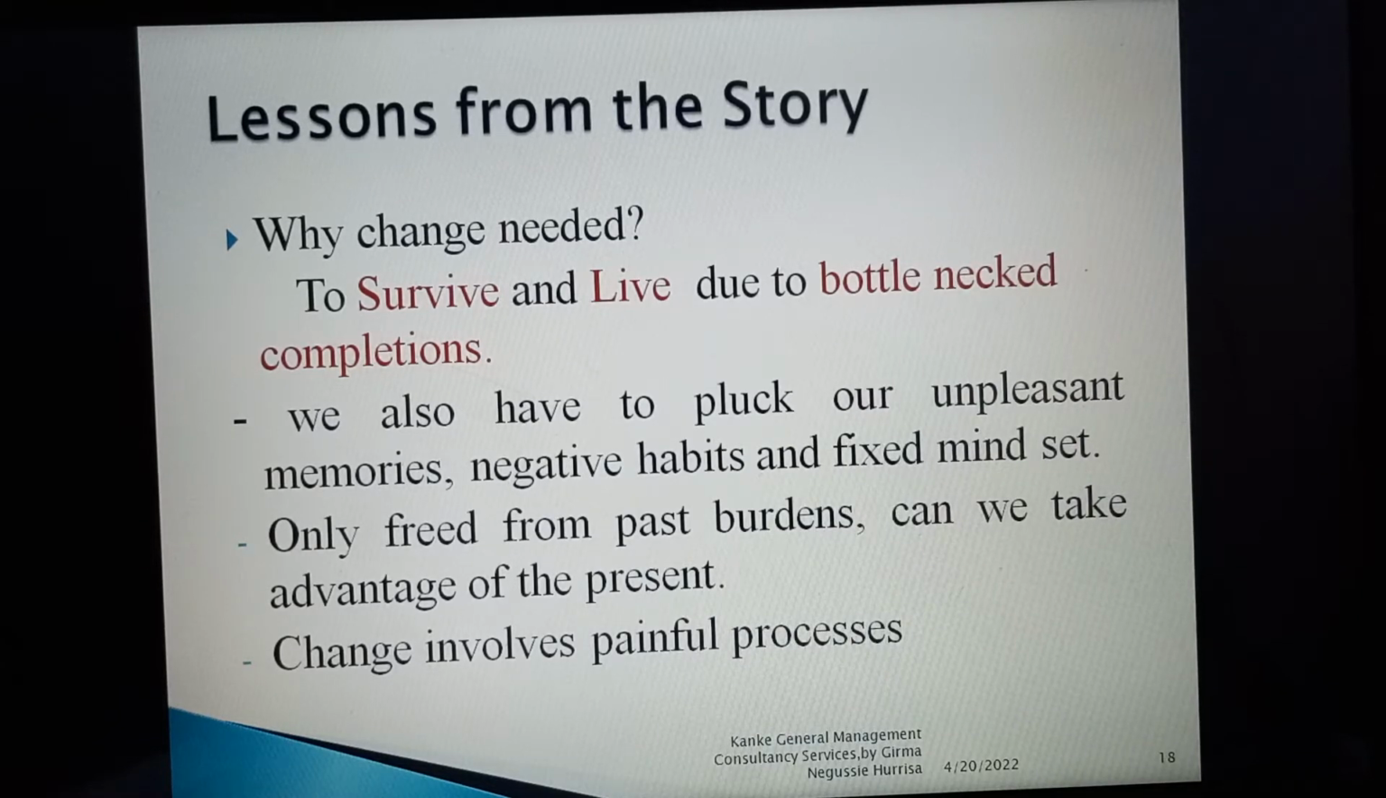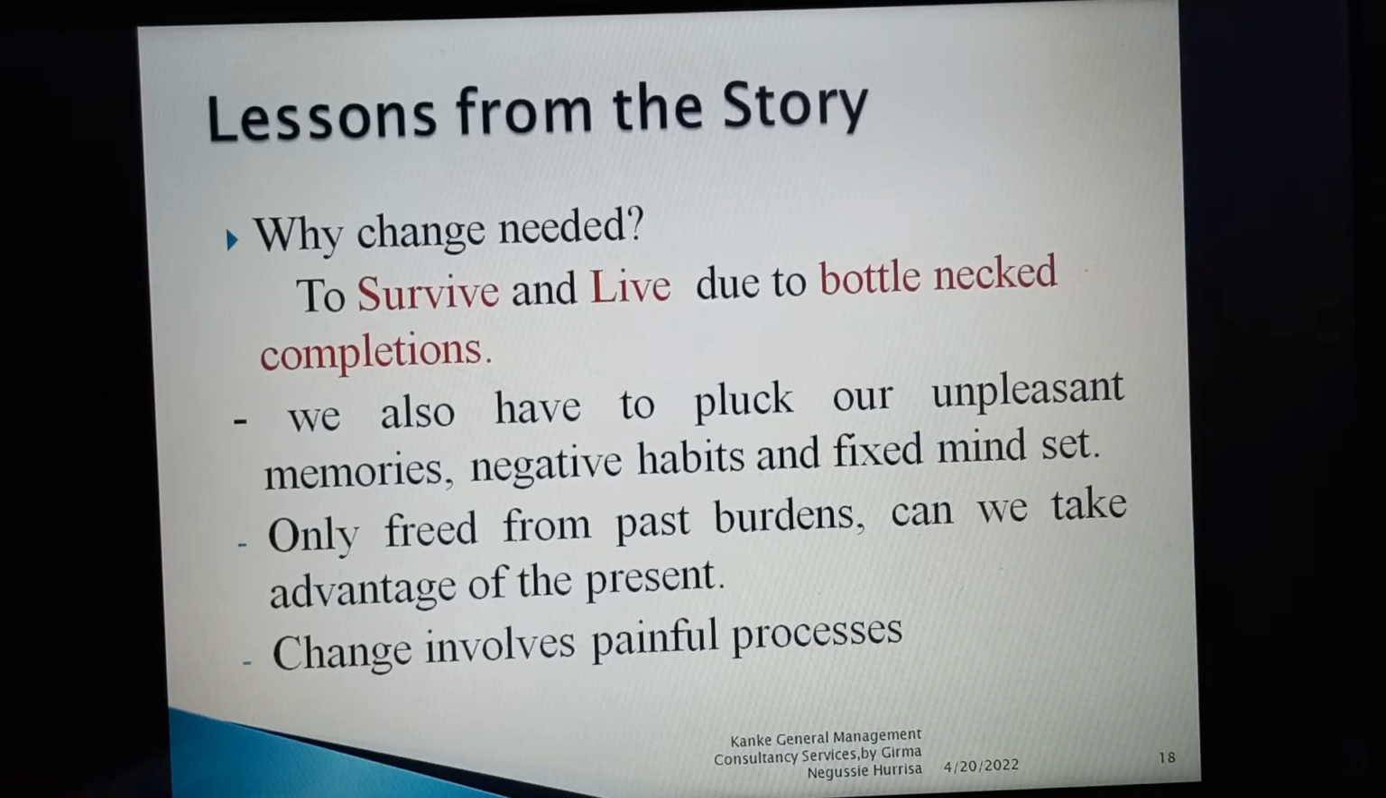So for the sake of survival or for the sake of living, there is a need for change. It could be individual, personal, organizational, or any entity. Any change is for the sake of survival. So while doing change, we need to get rid of all unpleasant memories, negative habits, negative outlooks, and the like.